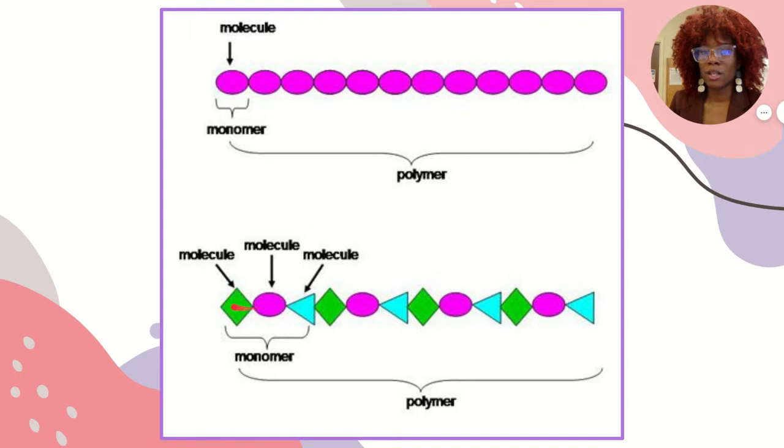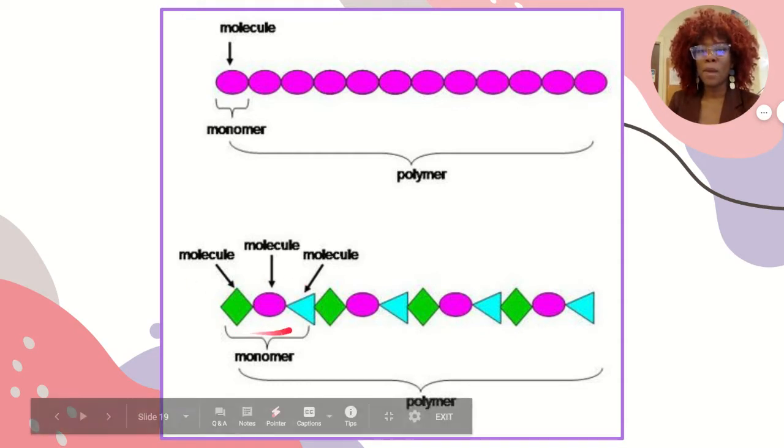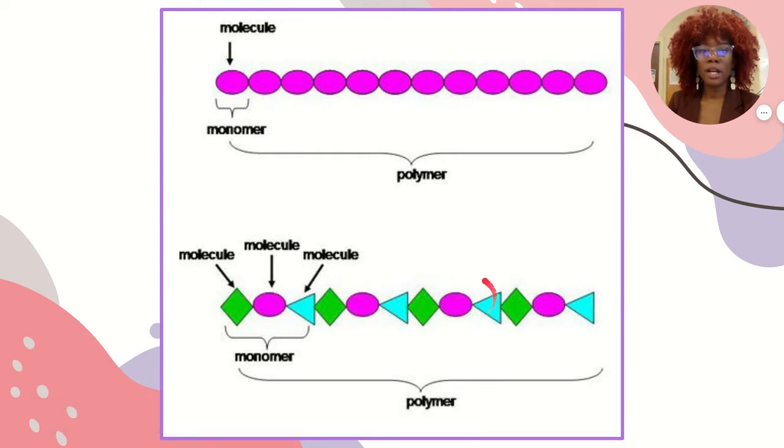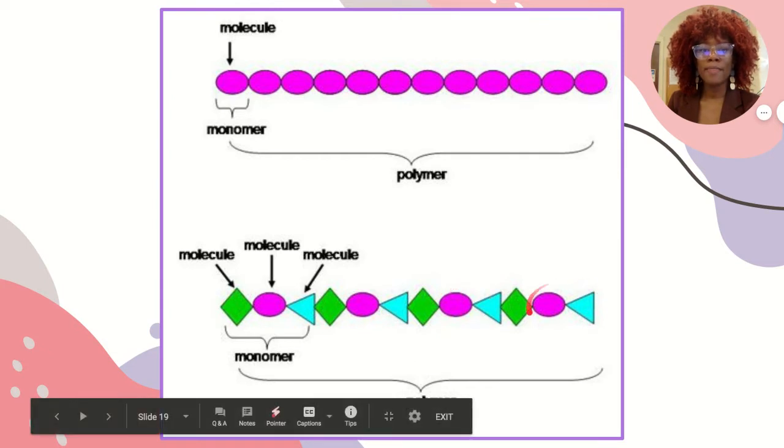This goes green, pink, blue, green, pink, blue, green, pink, blue, green, pink, blue. There's a pattern, right? So this pattern repeats many times over. One whole monomer is going to be here. This is another whole monomer. This is another whole monomer. And this is another whole monomer.